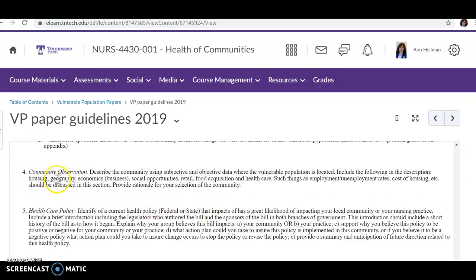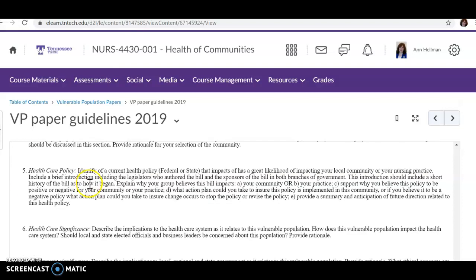Community observation. This is why you're situating them in a community, because it's important for you to give this information about what's going on around them. What's housing like? What's economics like in that area? Are they able to access food and health care easily? Those are things that are pertinent to your vulnerable population, some more than others. So that's why this is asking for that.